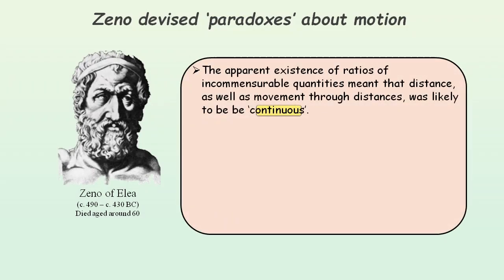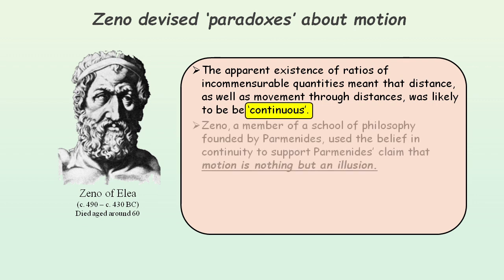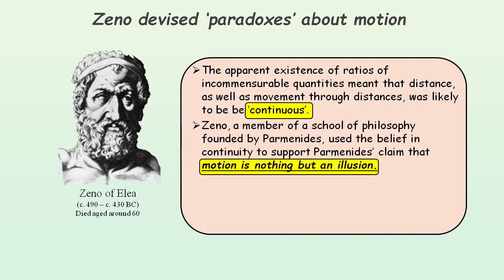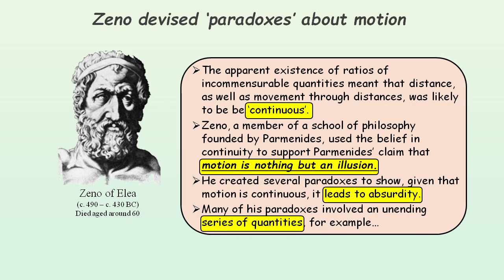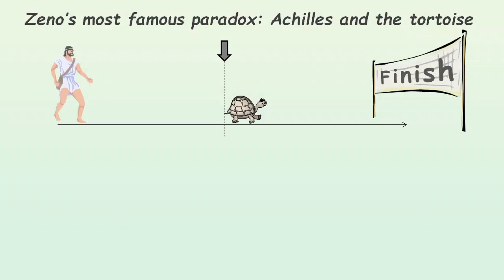Zeno's starting position was that motion is continuous, and his objective was to show that motion is an illusion. So he devised several paradoxes to show that continuous motion leads to absurdity, and many of his paradoxes involved unending series. For example, his most famous paradox is a reworking of the even older fable of the hare and the tortoise. It is a race between Achilles and a tortoise, where the tortoise is given a head start.